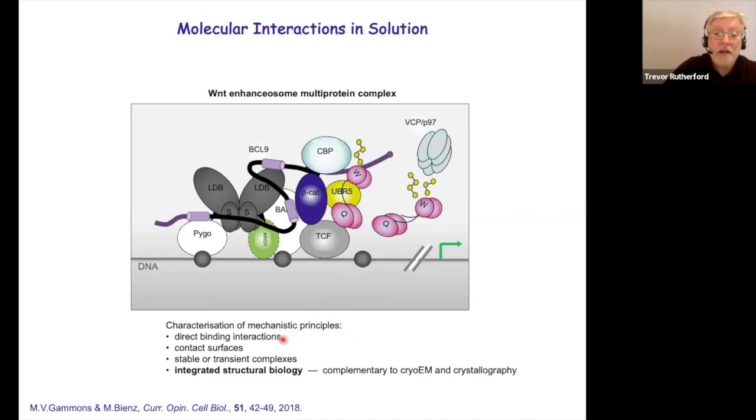So we can look at the direct binding interactions. We can characterize what are the binding surfaces, the contact surfaces between them. We can look at the complexes, whether they form stable or very transiently populated complexes. And it's important for us to stress that we do this as an integrated structural biology approach in combination with the other biophysical techniques that you're hearing about in these series, and particularly the structural techniques of cryo-EM and crystallography.